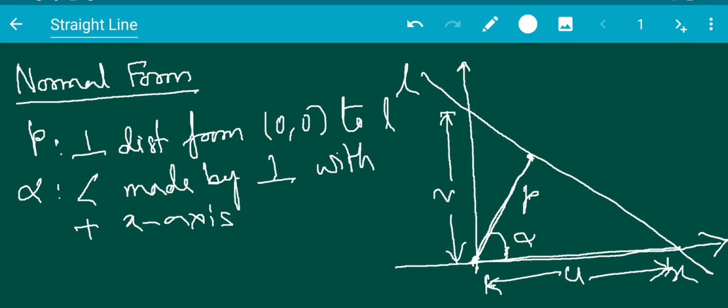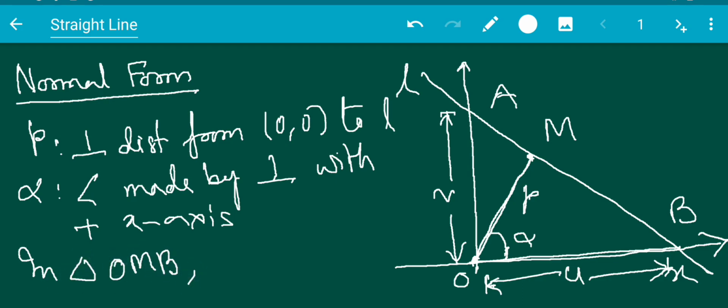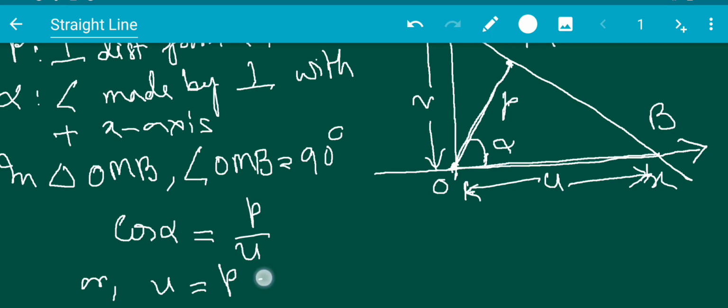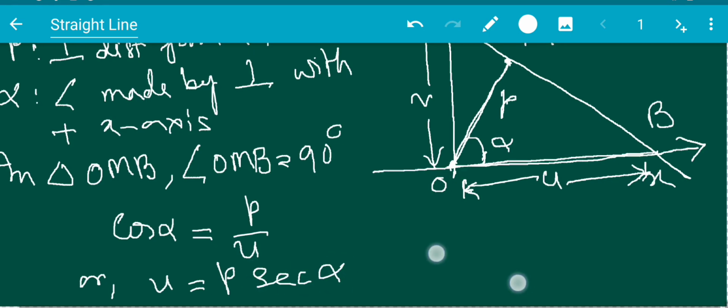Okay, suppose this is O, this is M, this is AB. So in triangle OMB, angle OMB is equal to 90 degrees. So you can apply the trigonometric rule, and you can easily see that cos alpha is equal to p by u, or u is equal to p sec alpha.